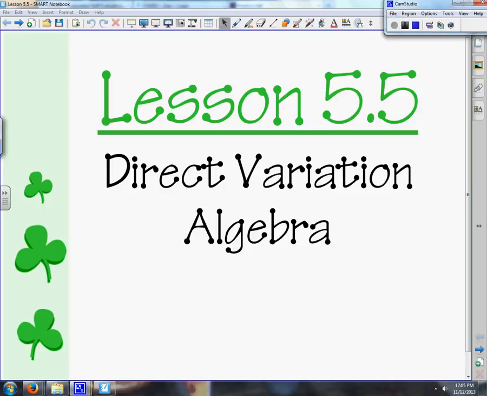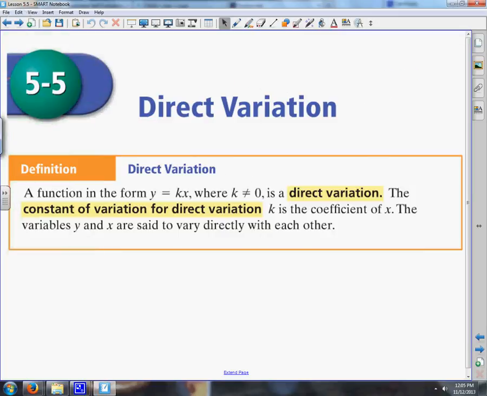Lesson 5.5 is titled Direct Variation. So make sure you have a title on your paper. Now you want to copy this definition down.